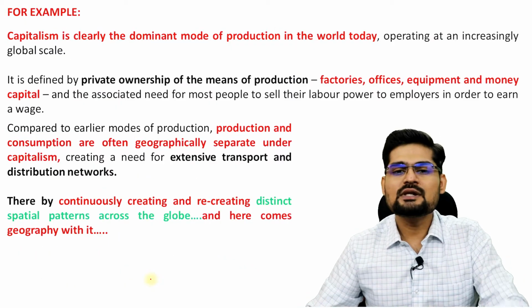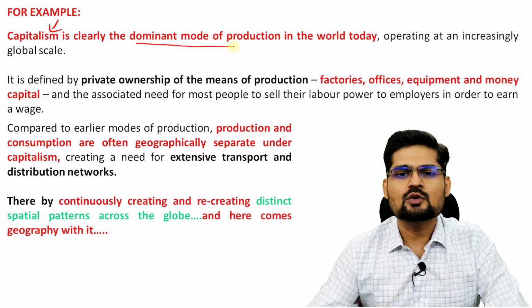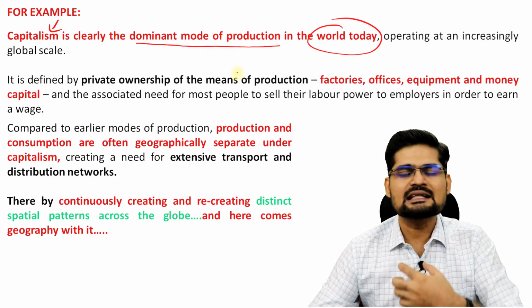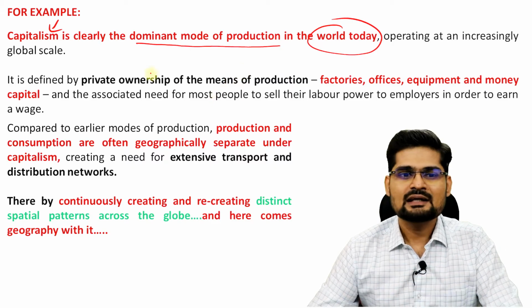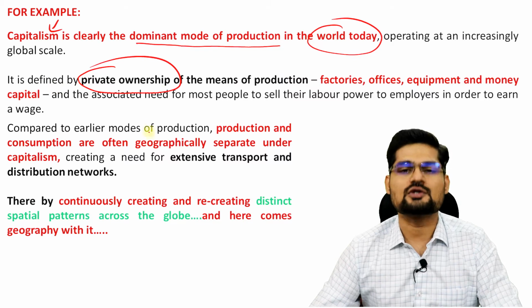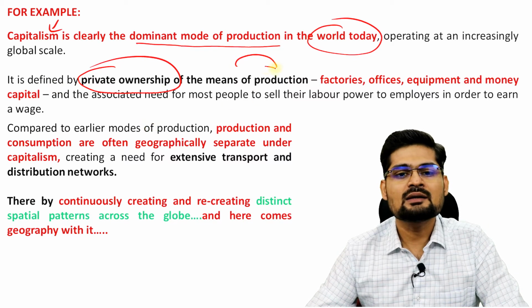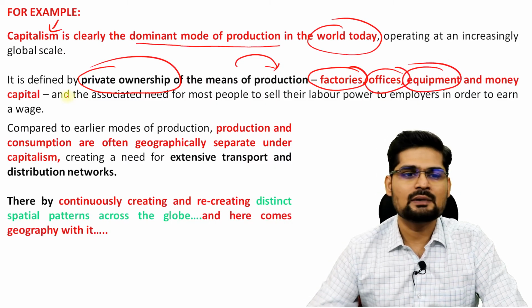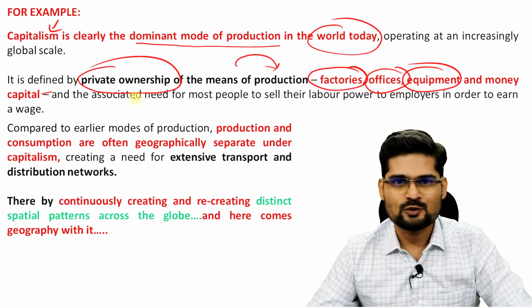So for example, if you want to take capitalism. Now, it is clearly the dominant mode of production in today's world if you see across, operating at an increasingly global scale, the capitalistic mode of production. So, what does it signify? It signifies private ownership, right? Profit maximization, with the means of production here being factories, offices, equipment, money capital, so many things that are involved in the capitalistic mode of production.